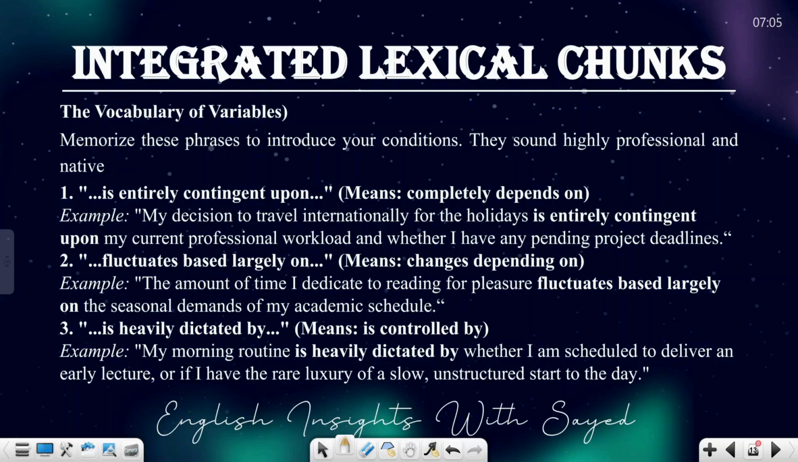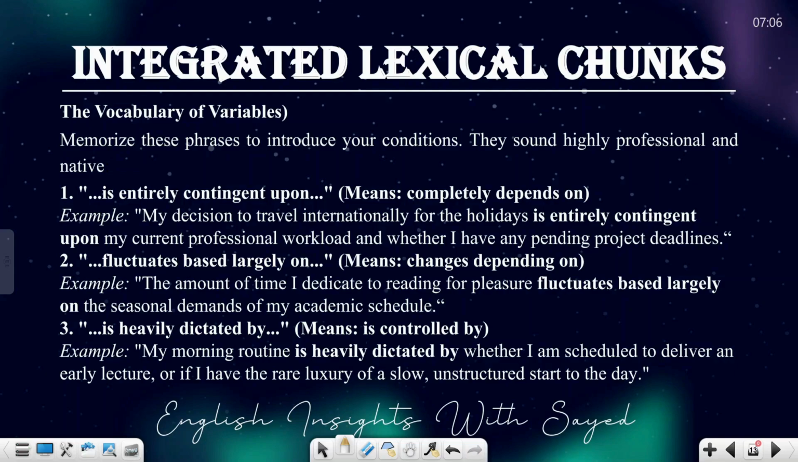Another phrase that we could use is "fluctuates based largely on". It means changes depending on. Almost synonymous, another way to present it. The amount of time I dedicate to reading for pleasure fluctuates based largely on the seasonal demands of my academic schedule.